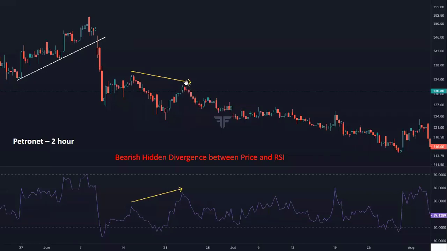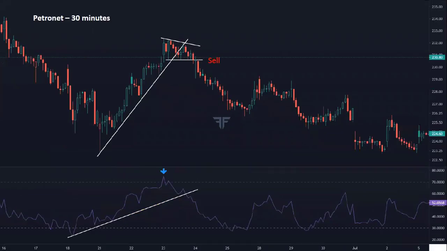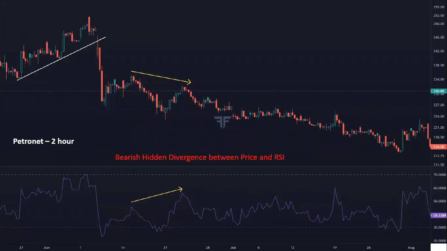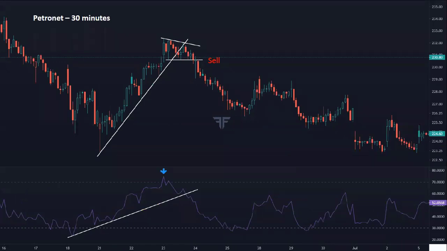But if you see that, the subsequent decline in the price of Petronet was very powerful. So once this bearish hidden divergence formed, then from there, Petronet went on to make a new swing low. Now, again, how to enter the trade? On the 2-hourly time frame, we have a bearish hidden divergence. Now, how to enter a trade? For that, again, I can drill down to the lower time frame.